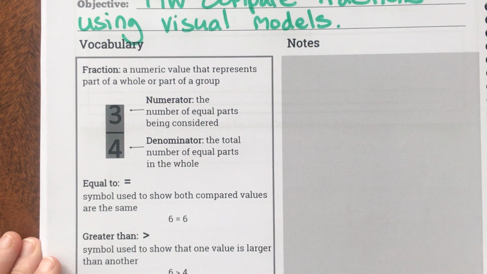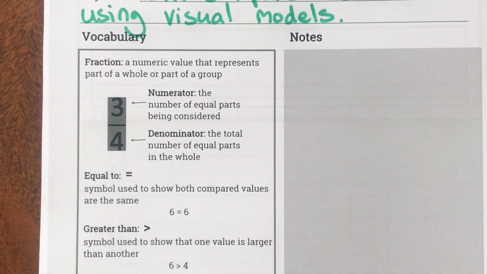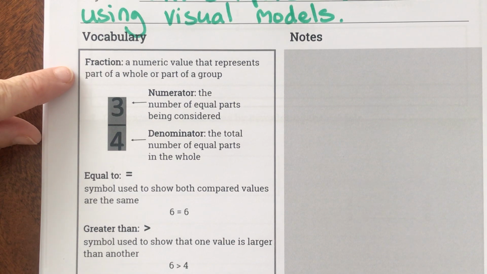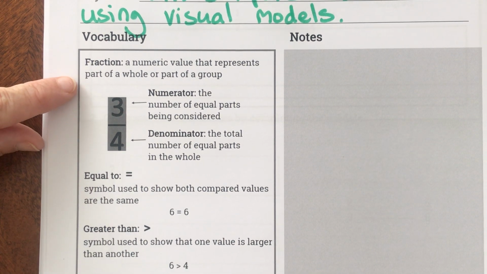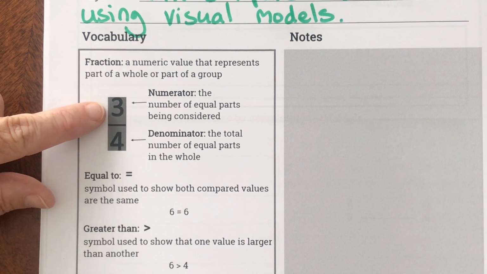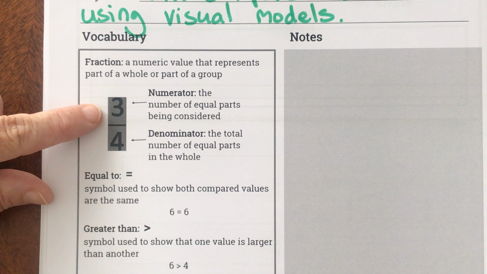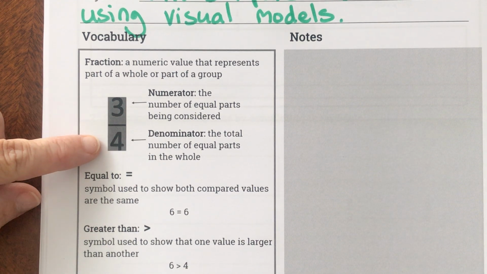Our first words actually remind us all about what a fraction is and what the parts are. So a fraction is a numeric value that represents part of a whole or part of a group. And they remind us that the numerator is the number of equal parts being considered. A lot of times you hear me say the number of parts I have. And the denominator is the total number of equal parts in the whole. How much was it partitioned or cut into?